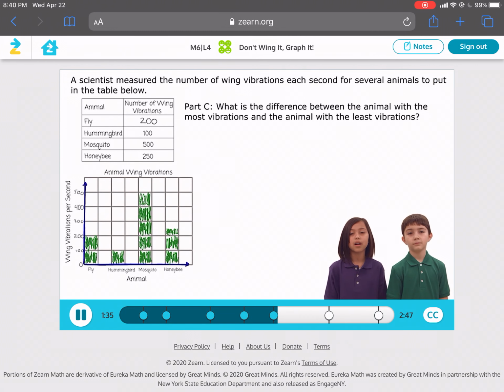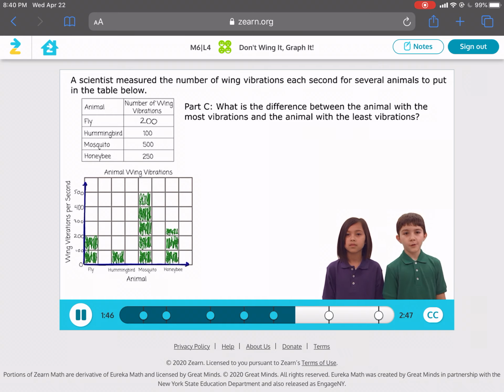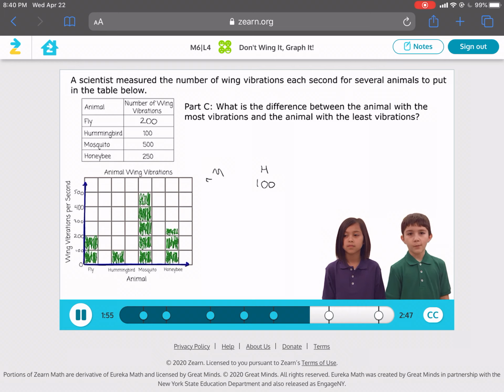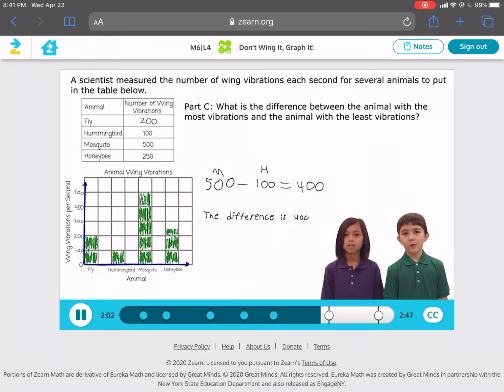When I first look at the bar graph, I know that the mosquito's bar is higher than any of the others, which means they're flapping their wings more quickly. The mosquito is the fastest and the hummingbird is the slowest. The problem is asking us to subtract how fast the hummingbird vibrates its wings from how fast the mosquito vibrates its wings. 500 minus 100 will give us the difference. The difference between the animal with the highest and lowest is 400.